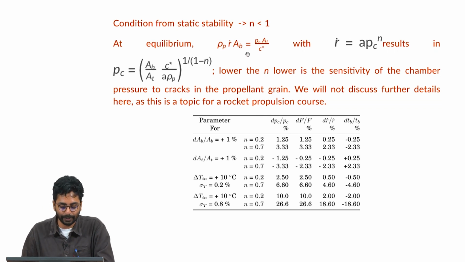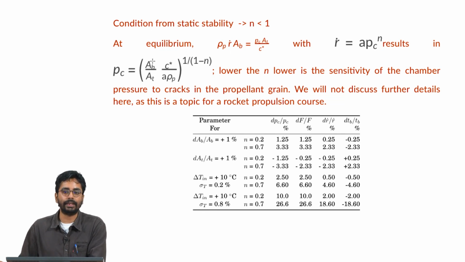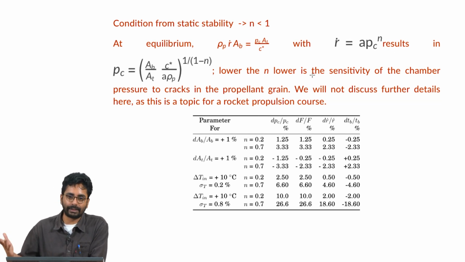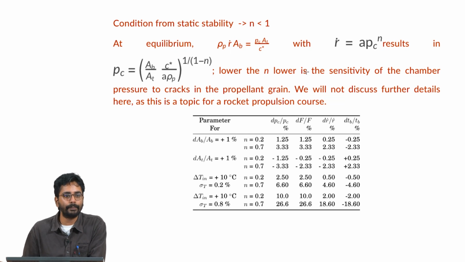Let me say it the other way around: the left hand side is the mass generation rate, and the right hand side is the mass outflow. With r dot equals a p raised to n, this will give you an expression of this kind. The equilibrium pressure depends on the ratio of the burning surface area to the throat area, multiplied by C star divided by a rho p, raised to 1 by 1 minus n. In practice, it is generally preferred to have as low a value for n as possible.